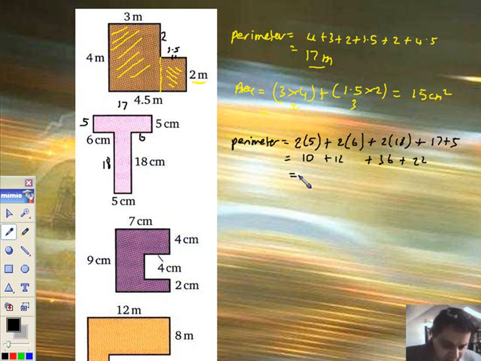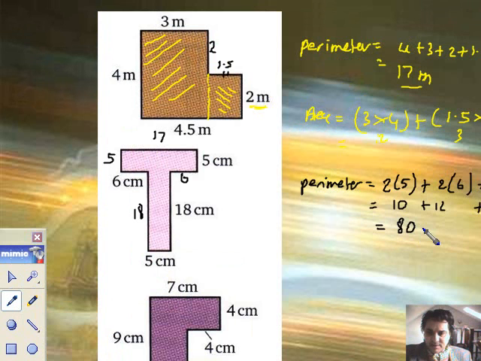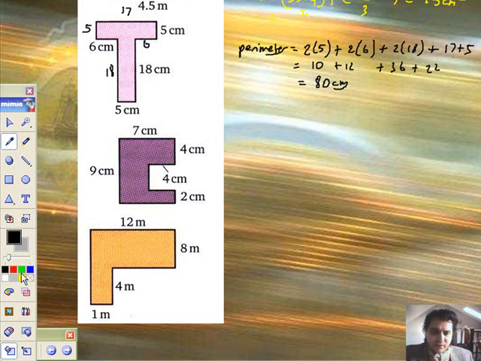Now I'm going to grab my calculator to speed up. I've got 10 plus 12 plus 36 plus 22. So my calculator makes that 80 centimetres. Please note just centimetres, it's a single length. Now area, very very easy.